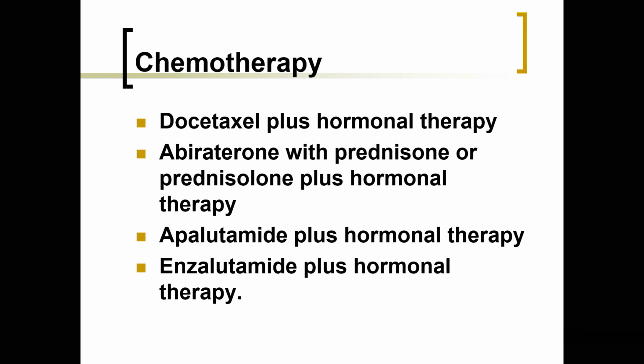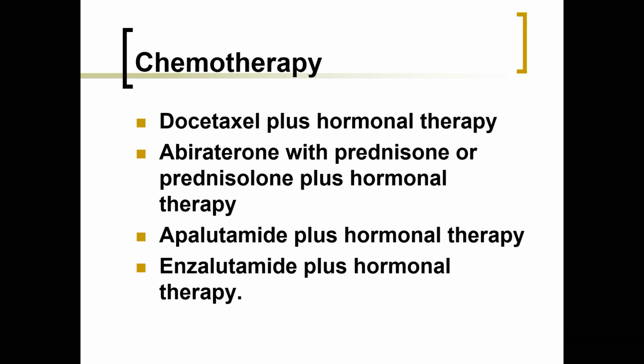Abiraterone with prednisone or prednisolone plus hormonal therapy. This treatment is recommended for newly diagnosed high-risk metastatic castration-sensitive prostate cancer, but it can also be offered to people with low-risk disease. The apalutamide plus hormonal therapy combination was approved in 2019. It offers a treatment plan that doesn't need long-term treatment with steroids and frequent monitoring with laboratory tests. This treatment is recommended as an option for those with metastatic castration-sensitive prostate cancer, regardless of the risk or volume of the disease.